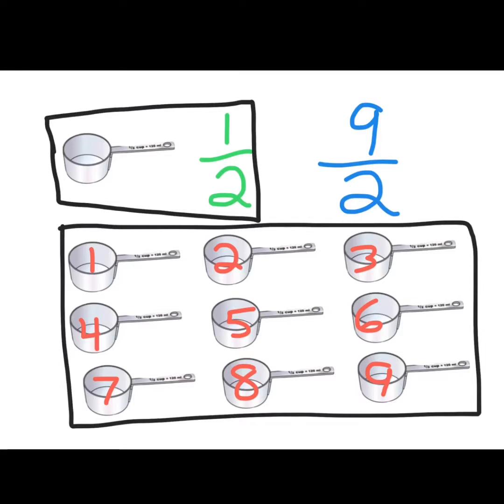Remember, in an improper fraction, the larger number or numerator is up top and the bottom number or denominator is on bottom.